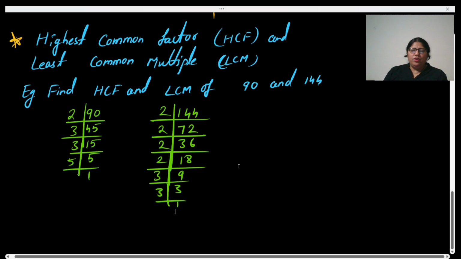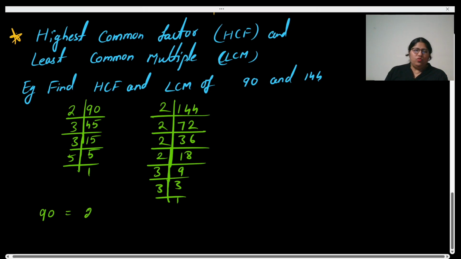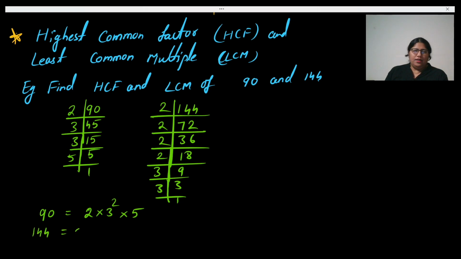Now how are we going to use it here? First write down what 90 equals: 2 times 3 square times 5. And 144, you take it as 2 to the power 4 times 3 square.